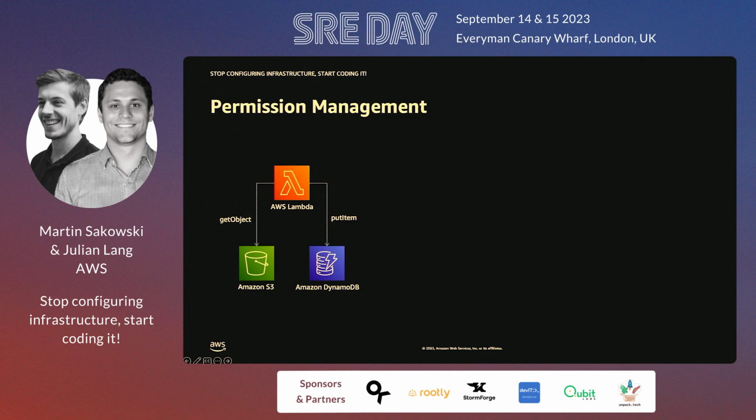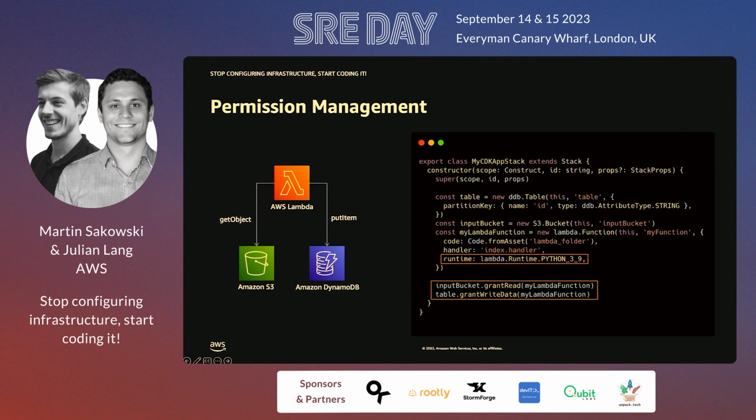With CDK, I would say that's way easier, because look at this. If you see the lines of code that are in orange, there are two lines that are super important. We simply call grant read and grant write data. You can see that here, input bucket, grant read for my Lambda function, and the same for the grant write data. And then the Lambda function receives the read and write permissions, and they are automatically generated using best practices, so you don't have to do anything, just create that.